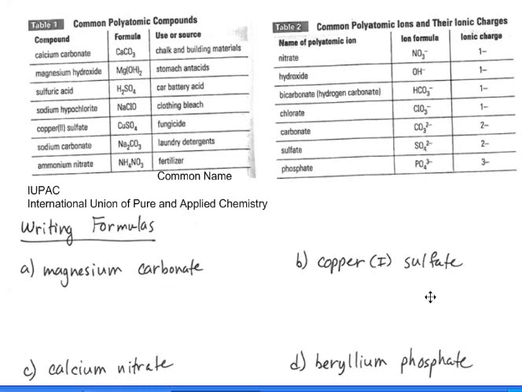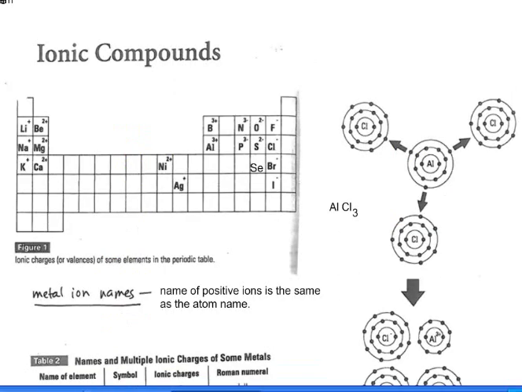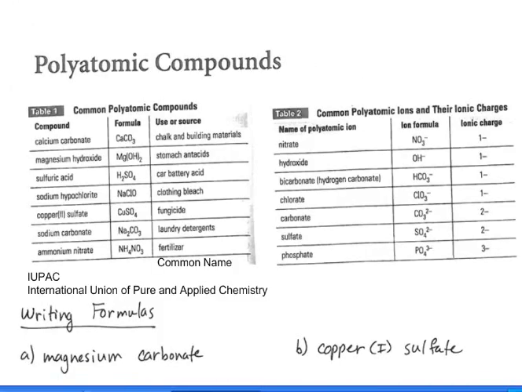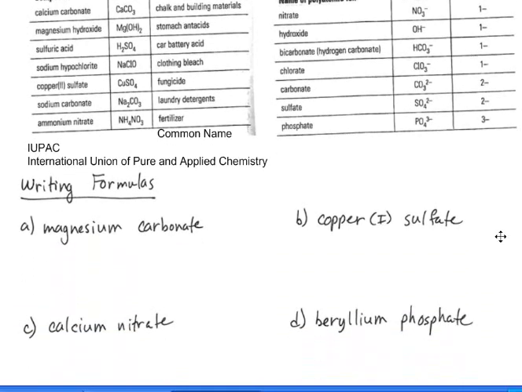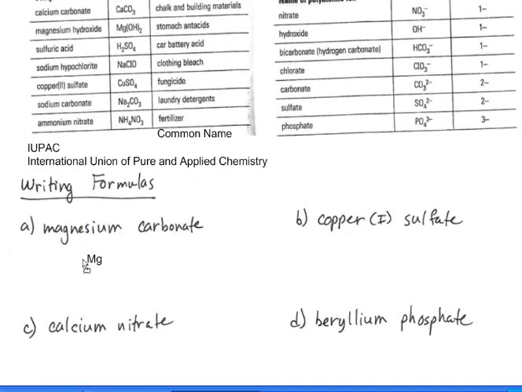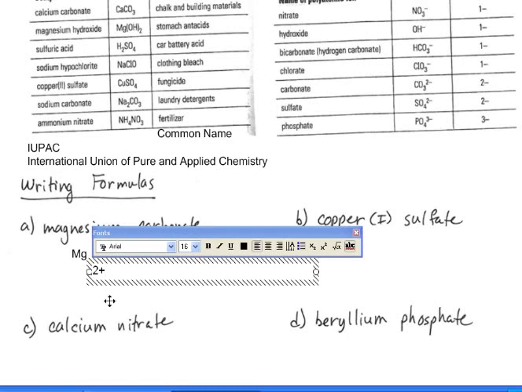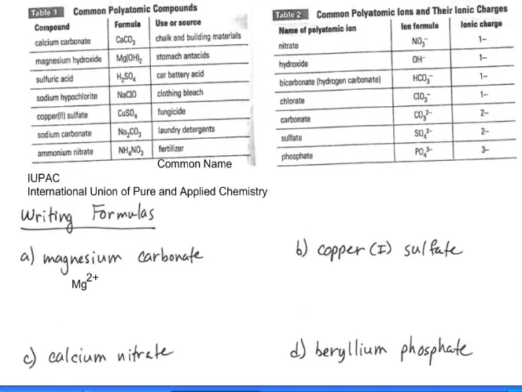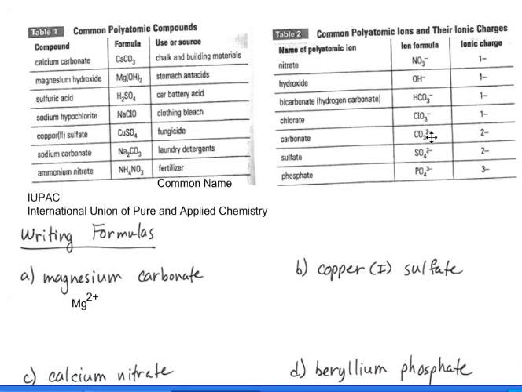So if we look at magnesium carbonate, you may have to go back in your other booklet to see what magnesium is. So magnesium is 2 positive. I'll maybe make a sheet that has all of these on one, so you don't have to keep going back and forth. But magnesium has a 2 positive charge. And carbonate, if we look at our master list over here, carbonate, CO3, 2 negative.